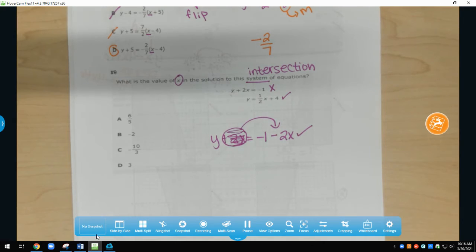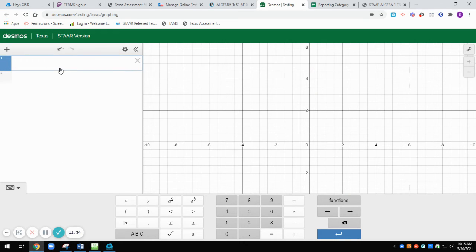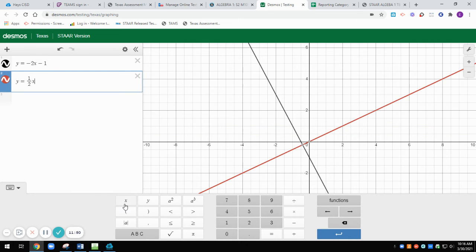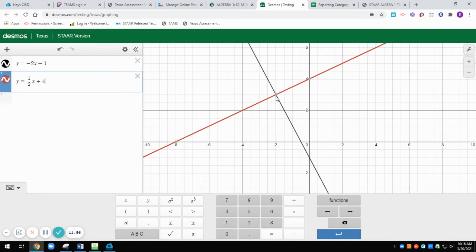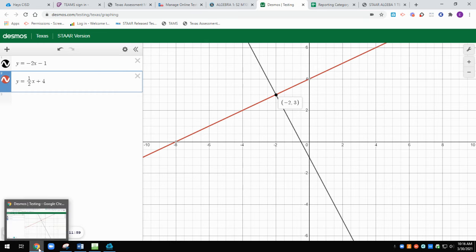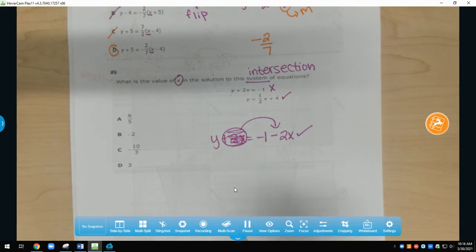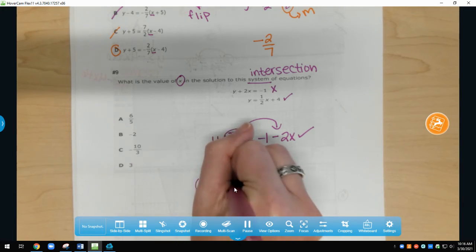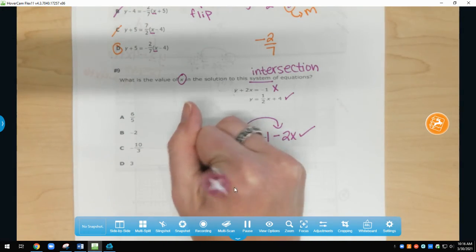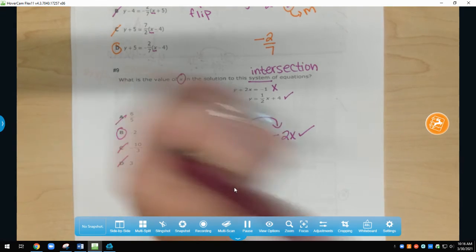So I'm going to go ahead and type both those into Desmos. So we have y equals negative 2x minus 1. Y equals 1/2, so 1 divided by 2, arrow out, put the x beside it, x plus 4. I need to see where they cross. They cross at negative 2, 3. I just wanted the x, so I need that first number, so the answer is B.